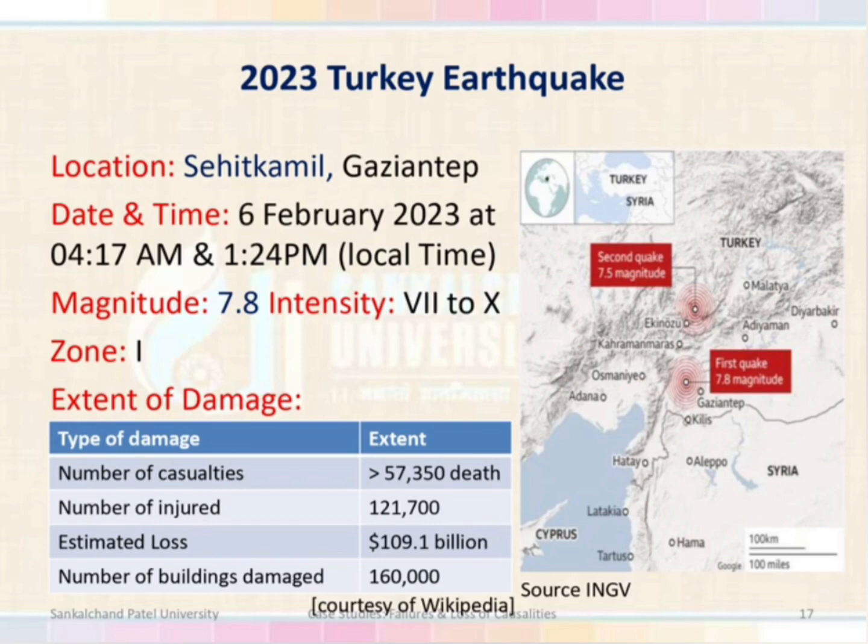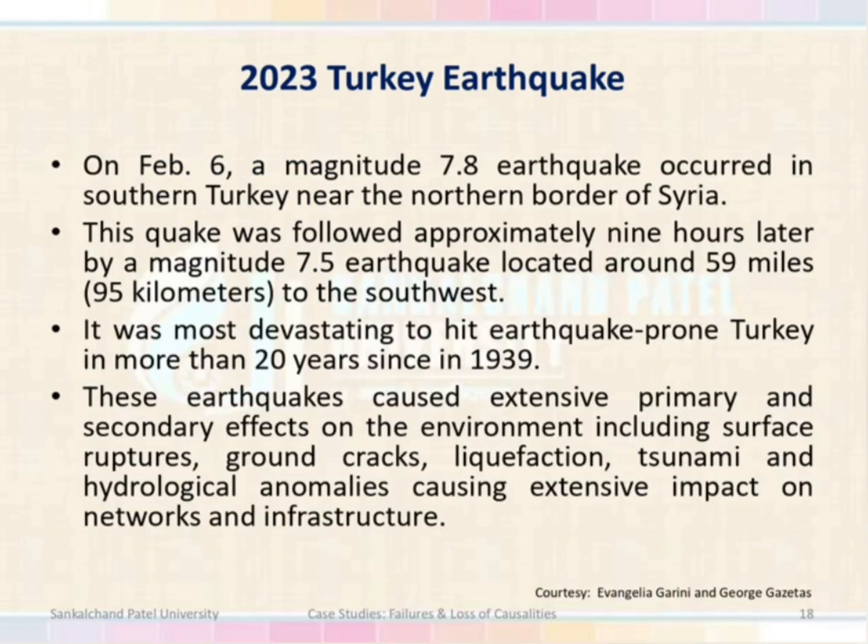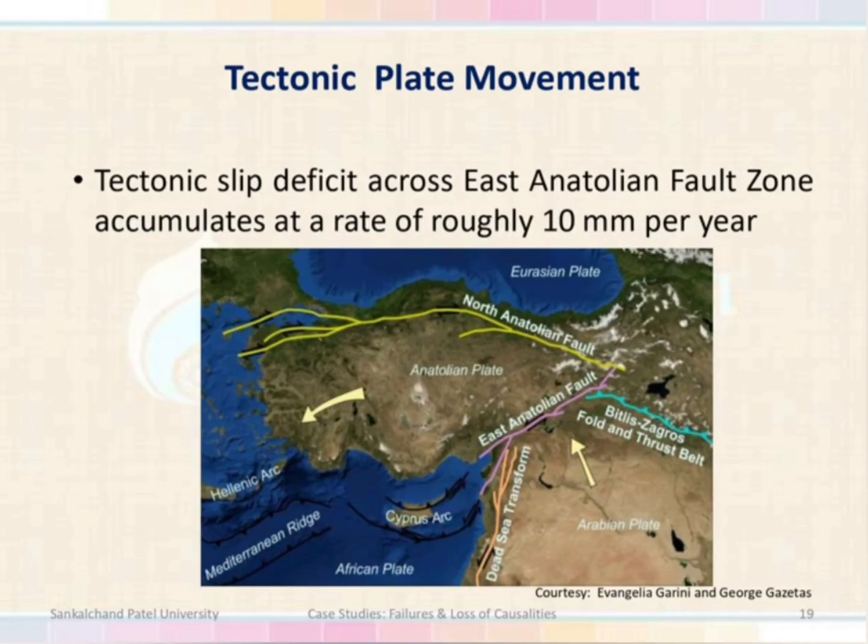In 2023, a Turkey earthquake of 7.8 and 7.5 magnitude occurred in zone 1. Here you can see the casualties, injured, estimated losses, and damages during this earthquake. The first earthquake occurred at Gaziantep with 7.8 magnitude around 4:17 am, and after 9 hours a second earthquake of 7.5 magnitude occurred at Ekinozu. This was a major earthquake after 1939.